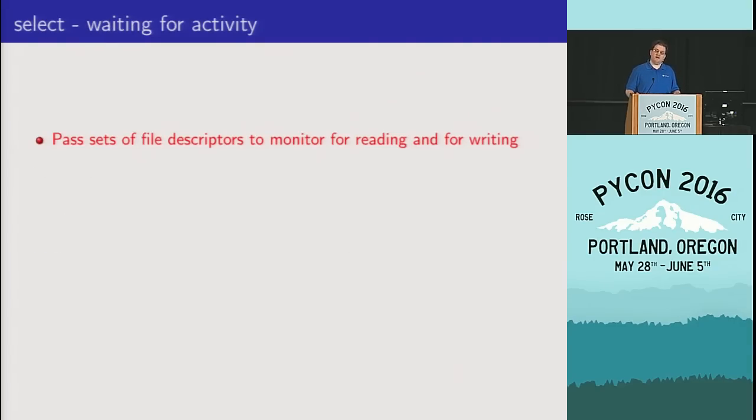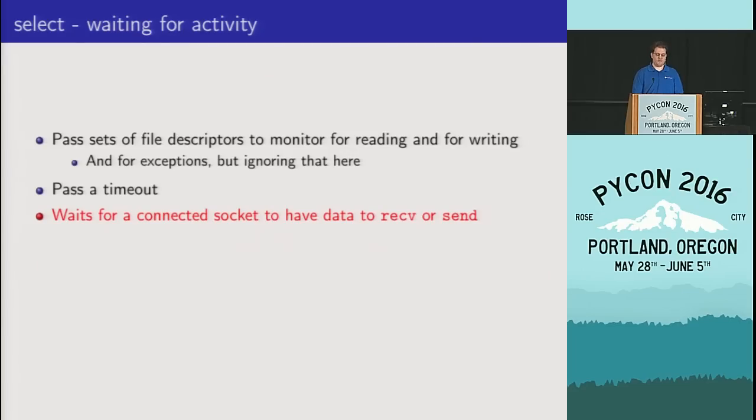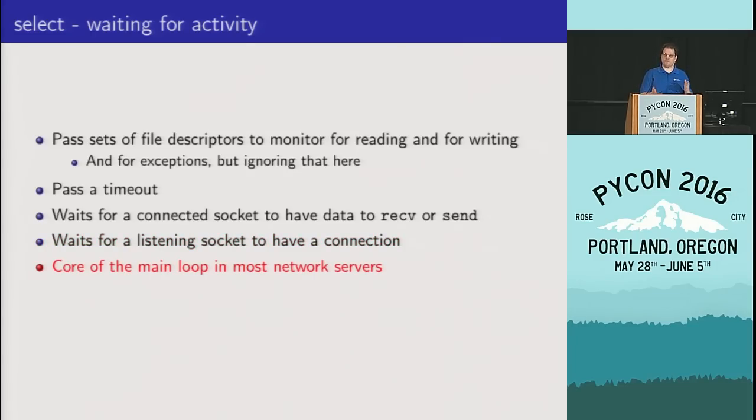The other thing that we need to talk about is, how do you actually know? I kind of glossed over that. You call accept when you have a connection ready to accept. How would you know? You could just call it and block until you have one, but you can actually ask the system, is there a connection ready or is there data ready? You pass a set of file descriptors, and I'm going to gloss over some of the more unusual things you can do with select, but you can give it a timeout as well. What it will do is wait for a connected socket to have data to receive or to send, or alternatively wait for a listening socket to have a connection ready to accept. So when that happens, or if the timeout happens, it will return that back out.